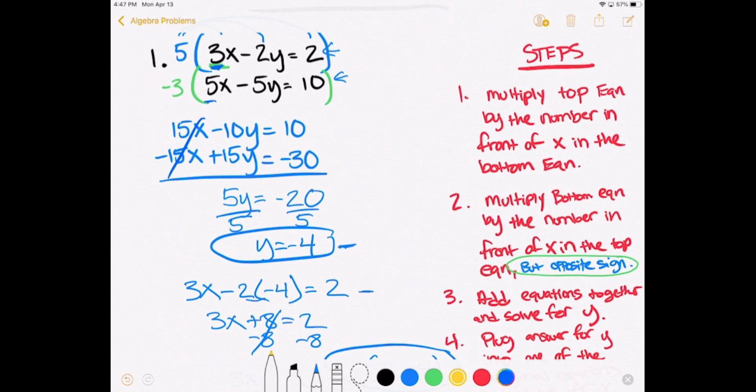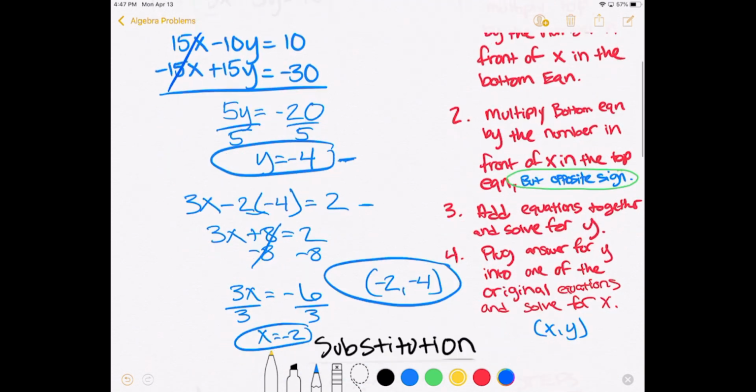Algebra 2 kids, I might put up a little second video for the ACT problems, just to kind of give you an idea of how you need to attack those.